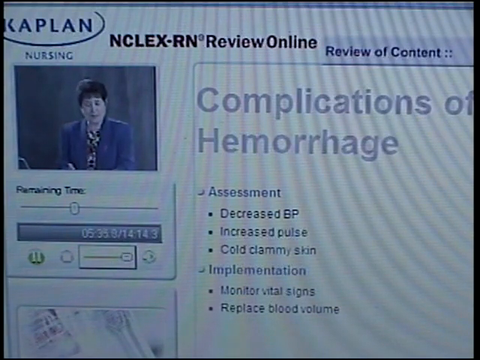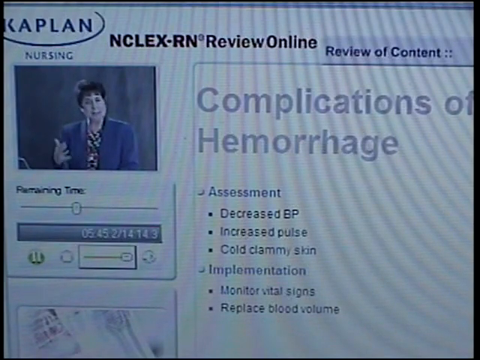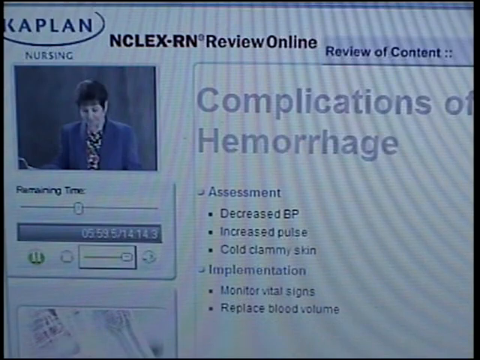Again, if they have hemorrhage after surgery, their skin will become cold and clammy. Again, remember, pulse increases, temperature increases, and the respirations become deep and rapid. They experience what's known as air hunger. What you want to do if the patient is experiencing hemorrhage is report it to the physician. You want to monitor vital signs very closely, and blood volume will be replaced.